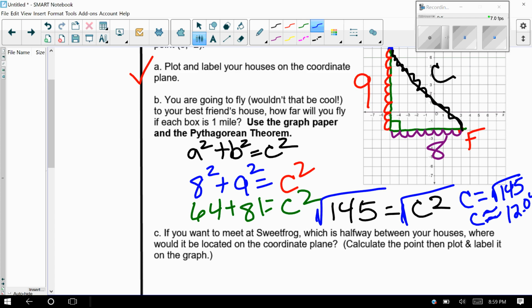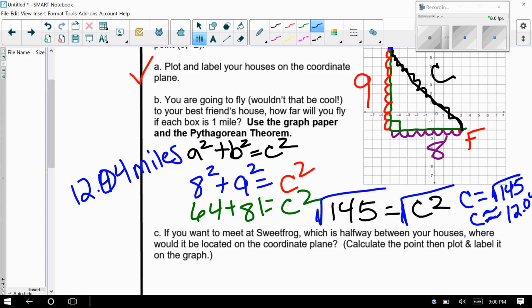Cool. All right, guys, if you want to meet at Sweet Frog, which is halfway between your house and your friend's house, where would that be located? Okay, well, first of all, what I wanted you guys to notice is for B, I didn't finish it. The distance between my house and my friend's house is going to be about 12.04 miles. Don't forget the word miles next to it, okay? It says that we're working on miles.